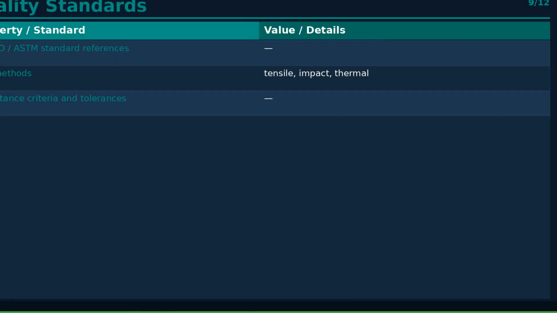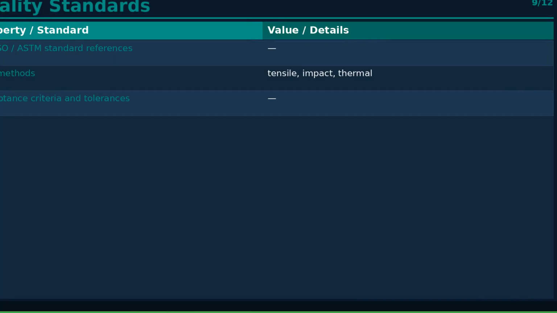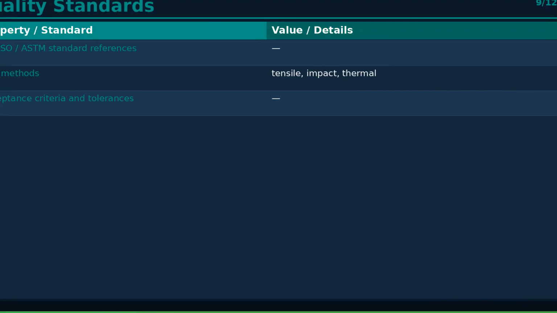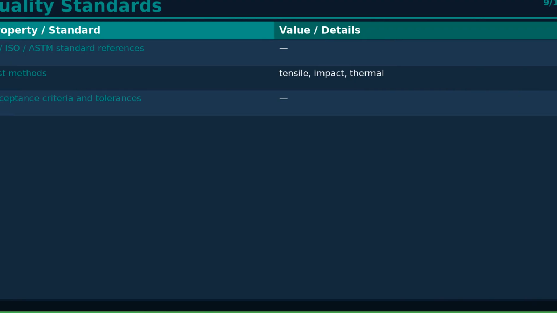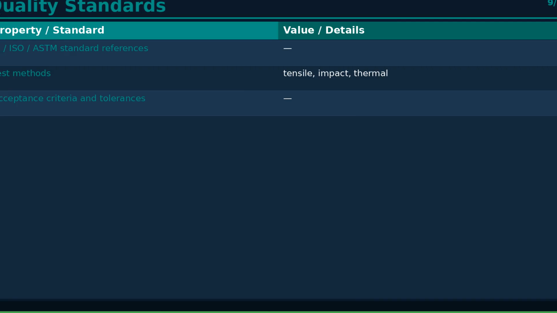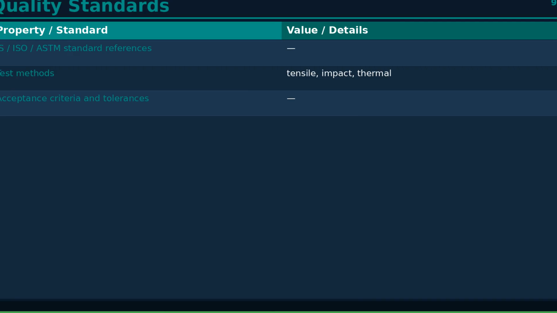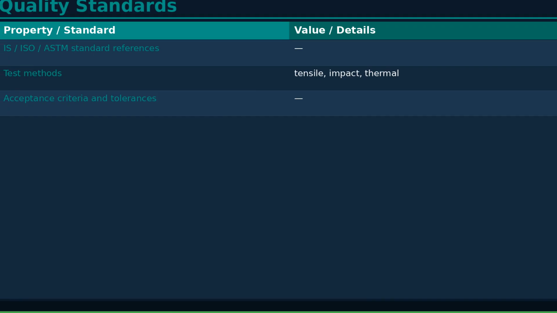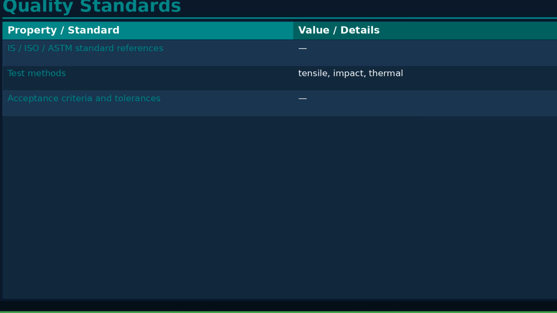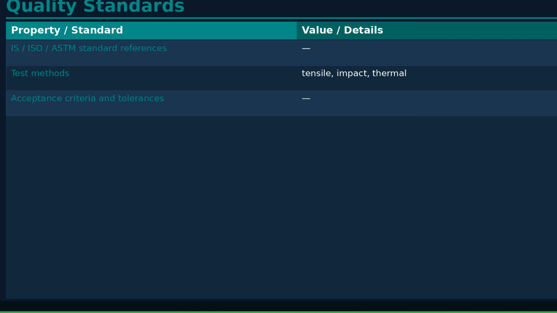Quality standards for CNC milling machine working principle are defined by ISO and ASTM specifications. Testing methods cover tensile strength, impact resistance, and thermal performance. Acceptance criteria set the minimum performance thresholds for commercial products.